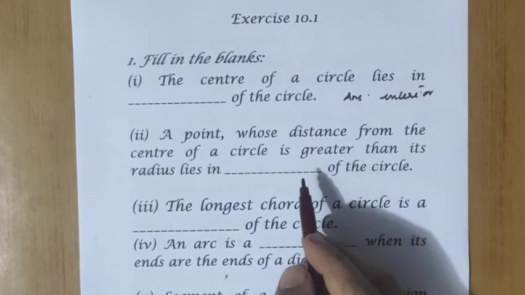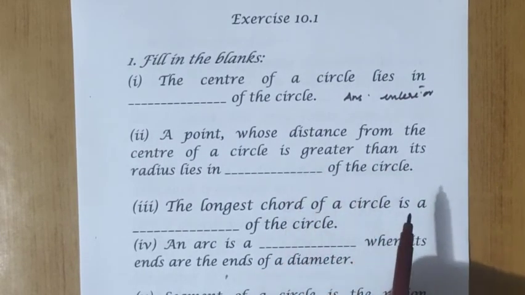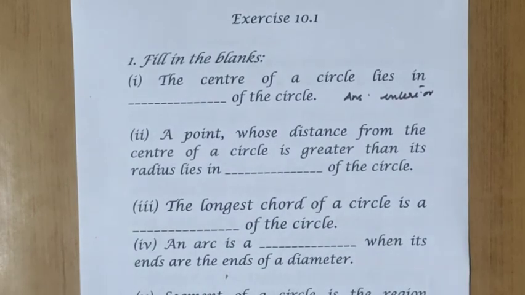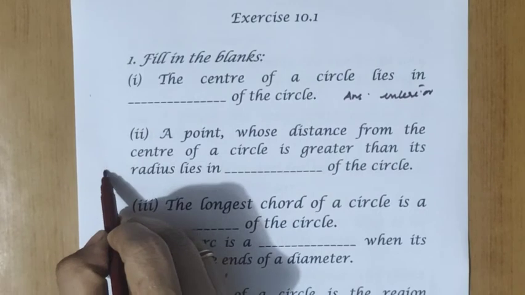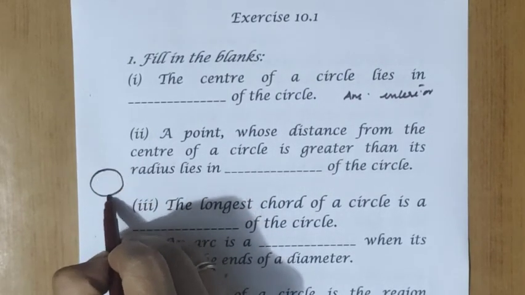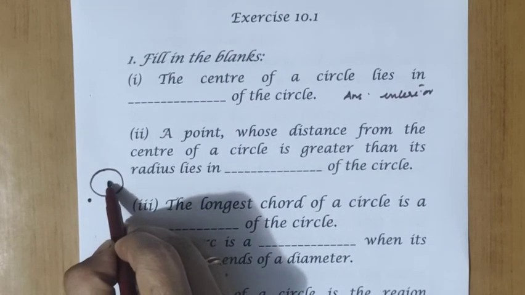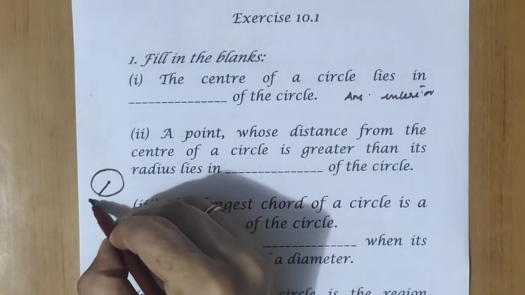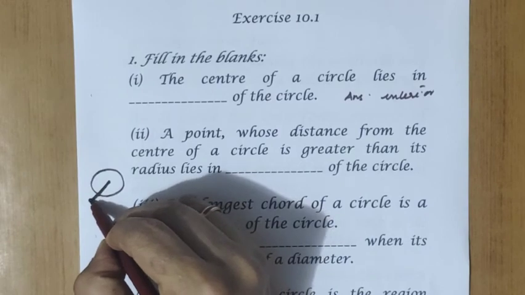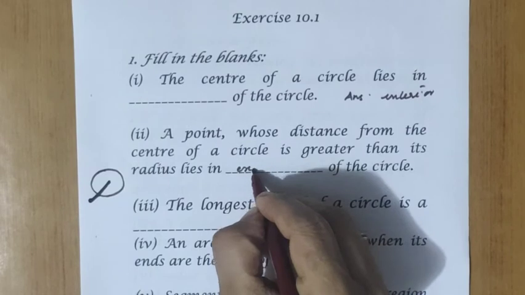A point whose distance from the center of the circle is greater than its radius lies in dash part of the circle. Let us take a rough diagram of the circle. We have taken a point whose distance from the center of the circle is greater than the radius. See, a point at the radius distance would be on the circle only. Now we have taken the point outside, so only then is it greater than the radius, so it must be outside the circle. Outside the circle means what is the word? Exterior.